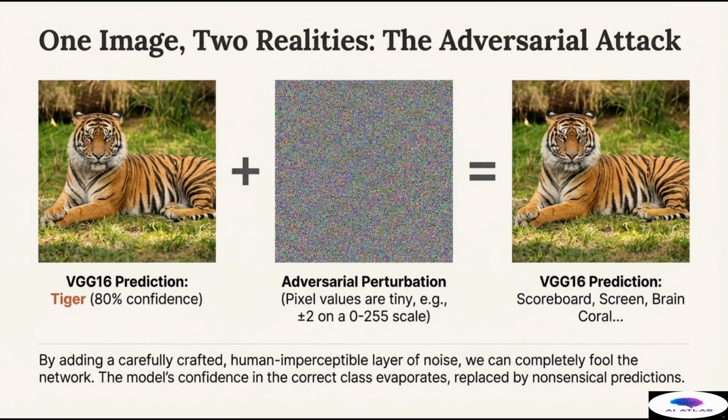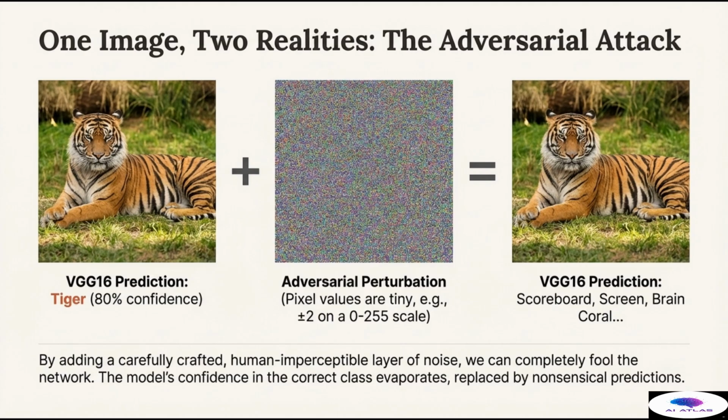This visual comparison demonstrates the chilling reality of the adversarial attack. On the left, we have a perfectly clear image of a tiger. When VGG16 processes this image, it correctly identifies it as a tiger with a high confidence level of 80%. Now, consider the middle panel, the adversarial perturbation. This is not random static, but a carefully crafted layer of noise derived from analyzing the network's own weaknesses.